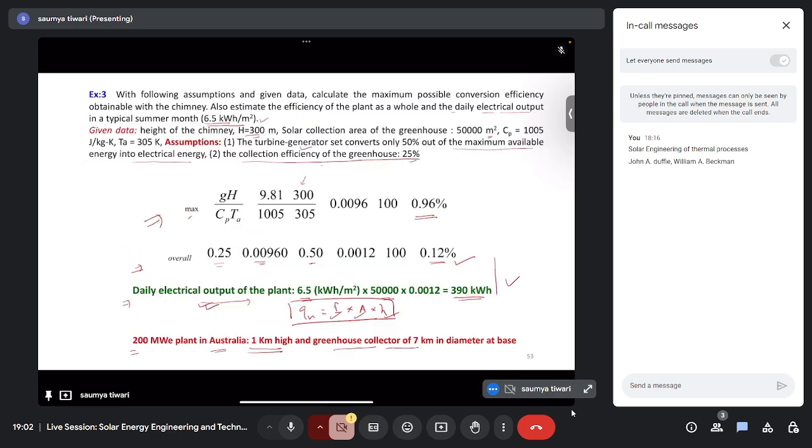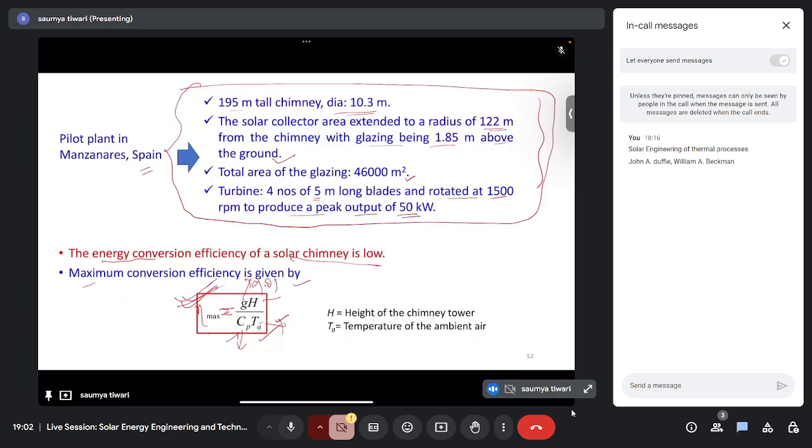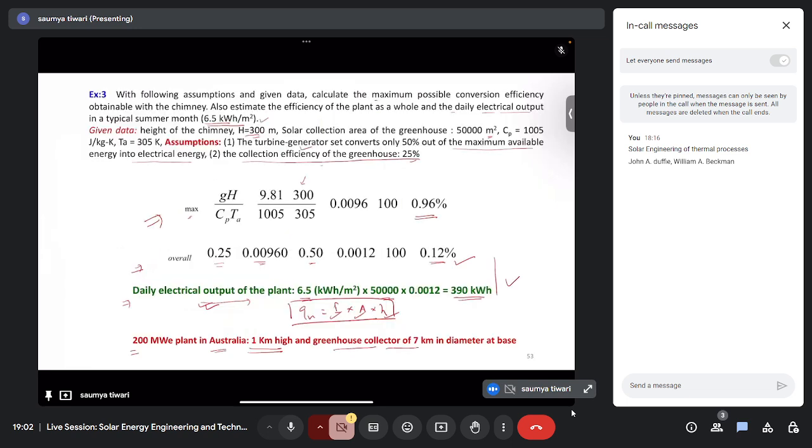Now let's see a numerical based on this particular solar air chimney. With the following assumptions and given data, calculate the maximum possible conversion efficiency. What has been asked is the maximum possible conversion efficiency obtainable with the chimney. Also, estimate the efficiency of the plant as a whole and the daily electrical output in a typical summer month, where the incident flux is given.